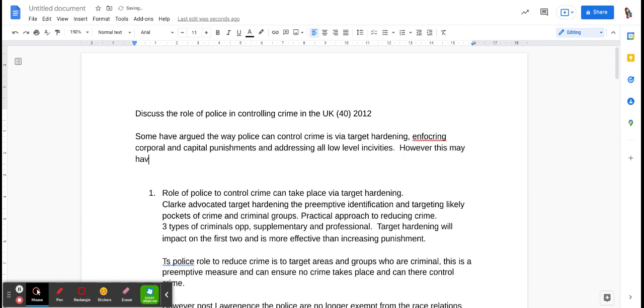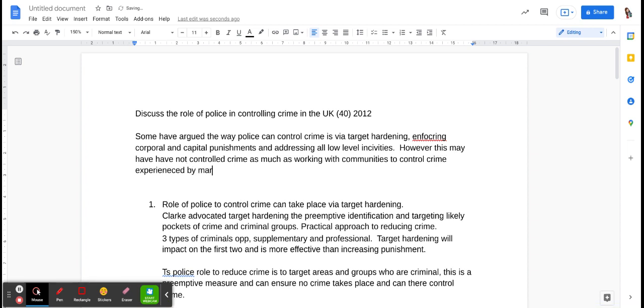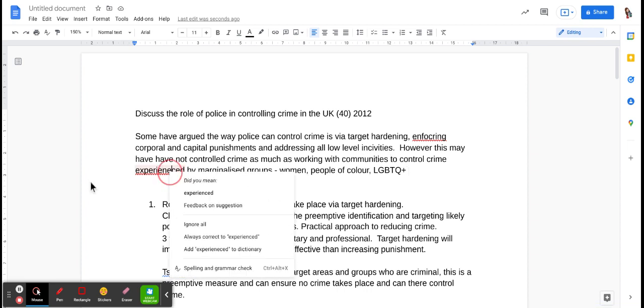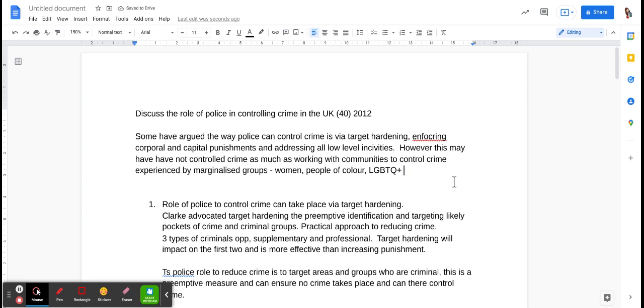However, this may have not controlled crime as much as working with communities to control crimes experienced by marginalised groups, e.g. women, people of colour, and LGBTQ+. However, this might not have controlled crime as much as working with communities to control crime experienced by marginalised groups like women, people of colour, and LGBTQ+.